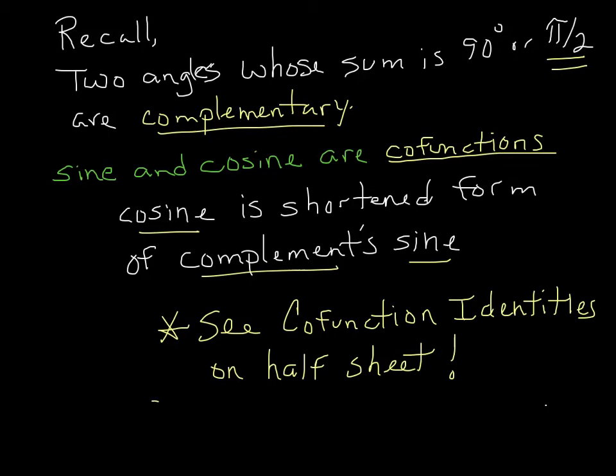But basically what it's saying is if I have the sine of 20 degrees, that's going to be equal to the cosine of 70 degrees. The sine and the cosine are cofunctions, and 20 and 70 are complementary angles. So those cofunctions of those complementary angles are going to be the same.